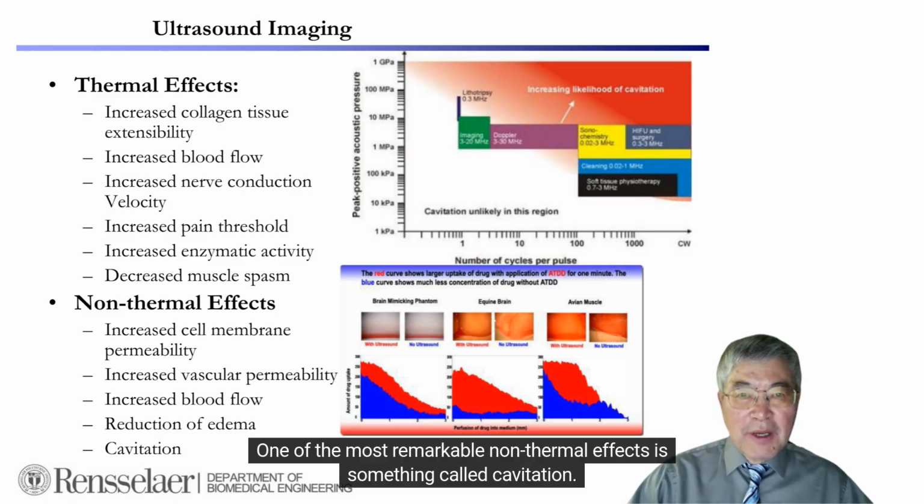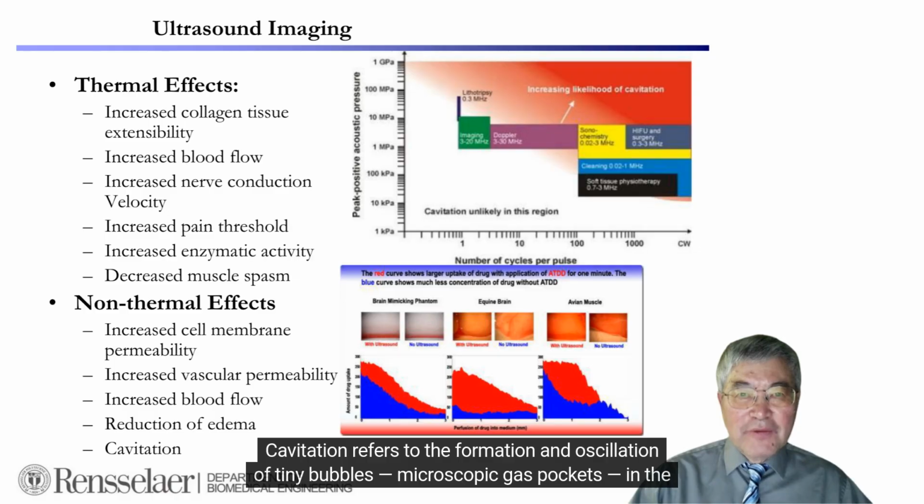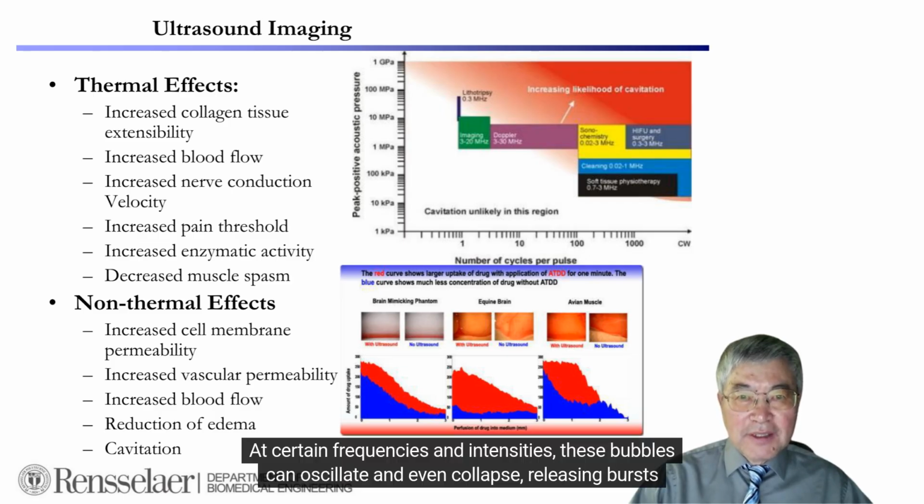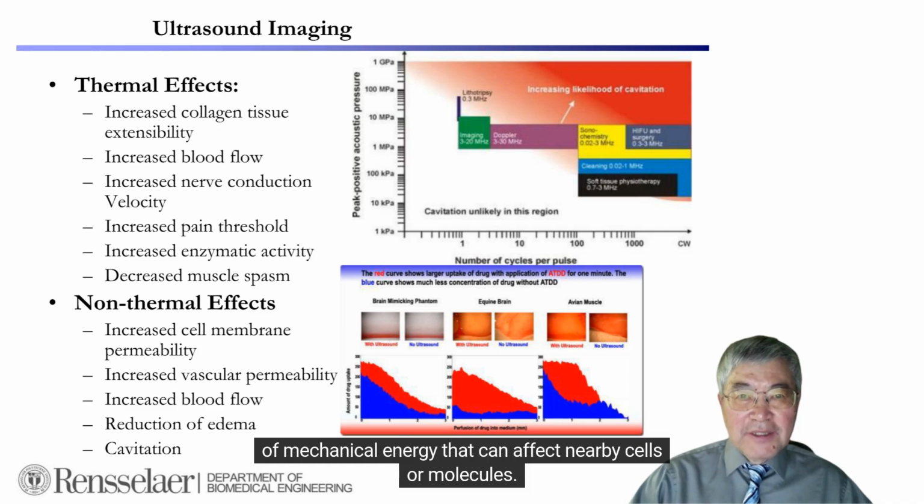One of the most remarkable non-thermal effects is something called cavitation. Cavitation refers to the formation and oscillation of tiny bubbles, microscopic gas pockets, in the tissue fluid. At certain frequencies and intensities, these bubbles can oscillate and even collapse, releasing bursts of mechanical energy that can affect nearby cells or molecules.